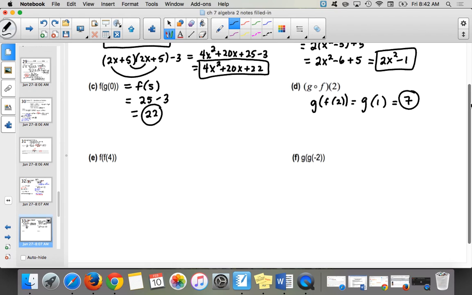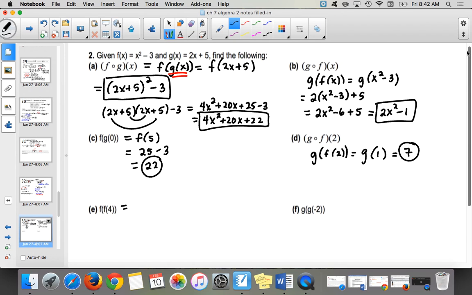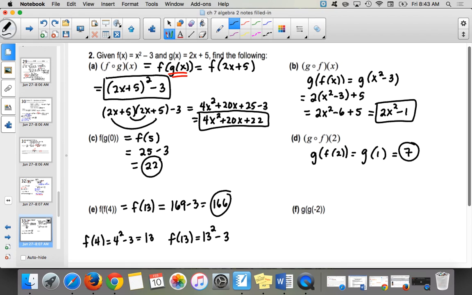All right, f of f of 4. So f of 4: our f function was x squared minus 3. So f of 4 is 4 squared minus 3, which is 16 minus 3, so 13. Then we have f of 13. That's a little bit harder, right? Who knows 13 squared? 169 minus 3 is 166. That should be your answer.